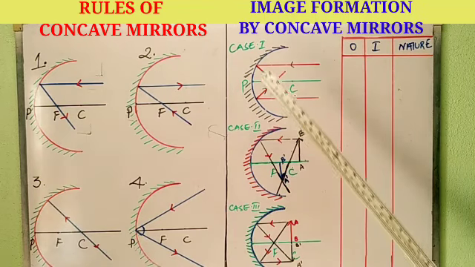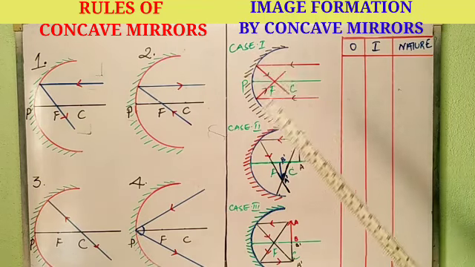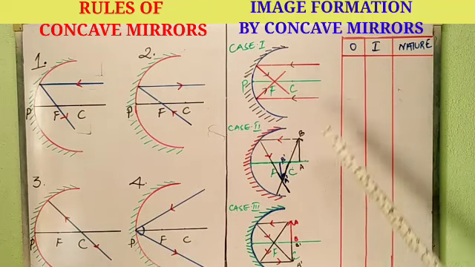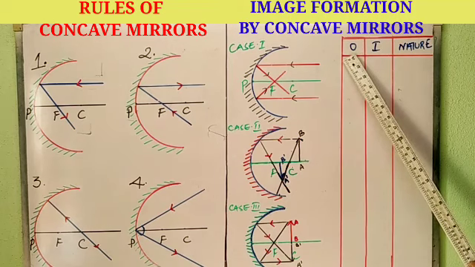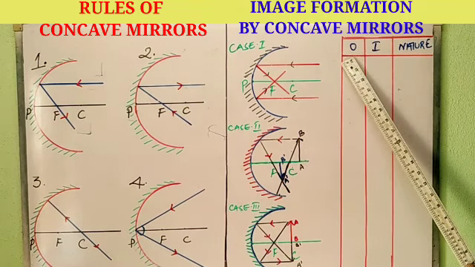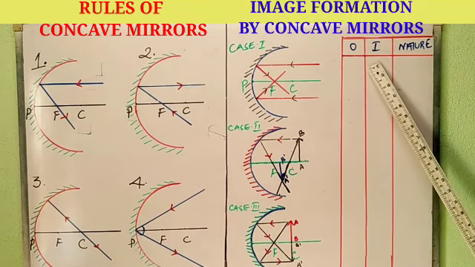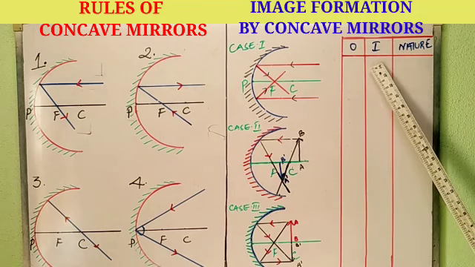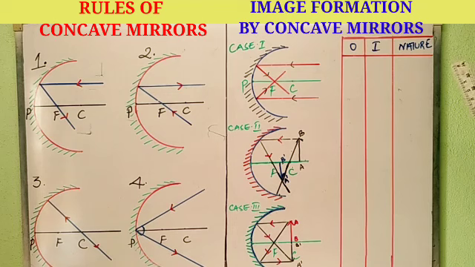So now let us try to understand the first case. What is to be understood very clearly here is where the object is kept. If the object is kept at that place, where is the image formed? This is the position of the object, this is the position of the image, and what is the nature of the image? Every image has a nature of its own.